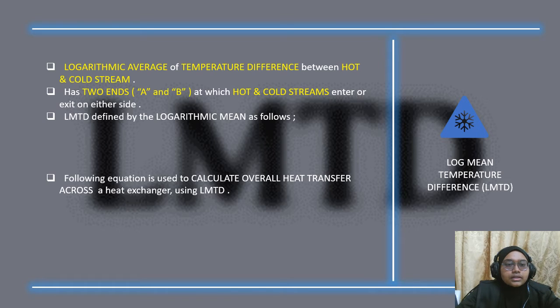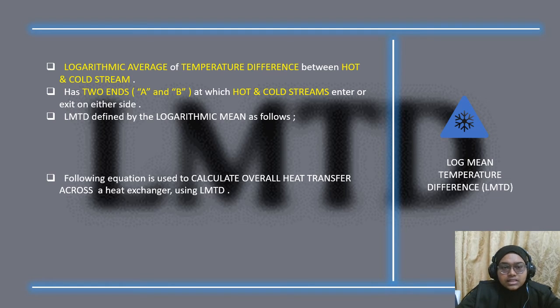LMTD is a logarithmic average of the temperature difference between the hot and cold streams at each end of the heat exchanger. Generally, a heat exchanger has two ends, which we can call A and B, at which the hot and cold streams enter or exit on either side.